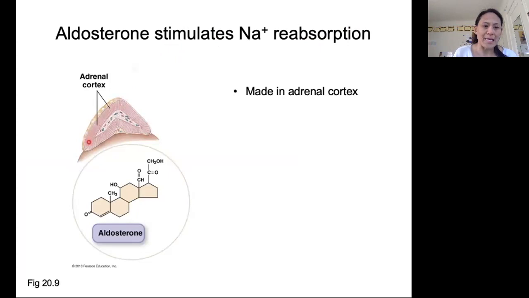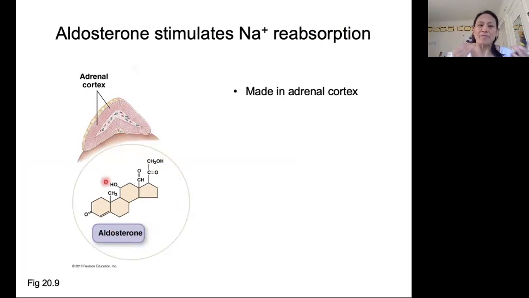Aldosterone is made in the adrenal cortex. The adrenal gland, as you might remember, sits on top of the kidneys. We have two of them, one on top of each kidney. This is what aldosterone looks like, that's what its structure is like.